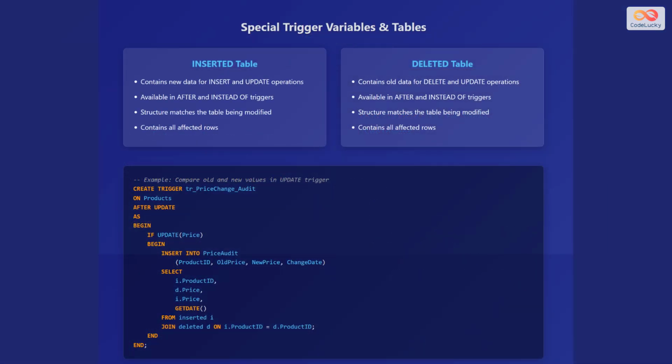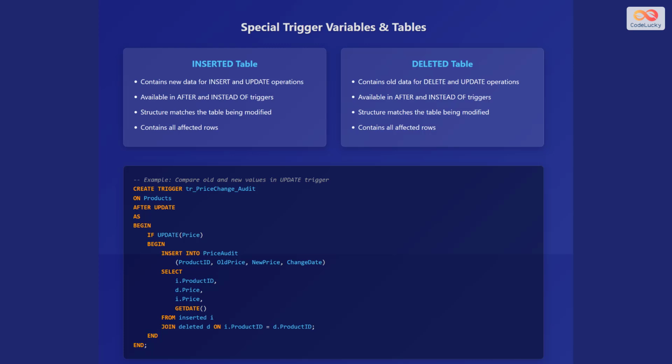In SQL triggers, two special tables are commonly used: the inserted table and the deleted table. The inserted table contains the new data for insert and update operations and is available in after and instead of triggers. Its structure matches the table being modified, and it contains all the affected rows.